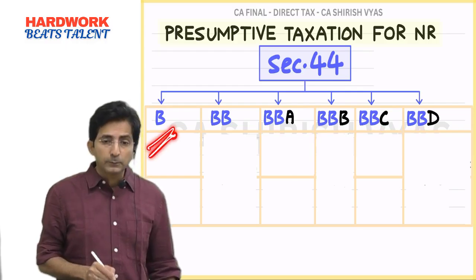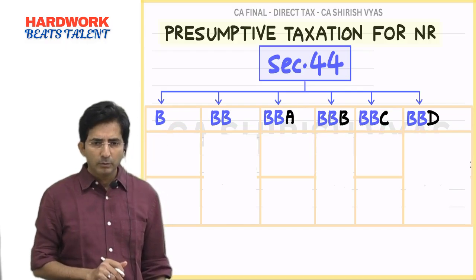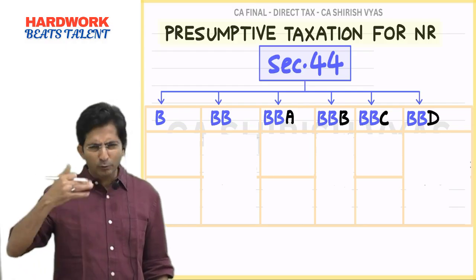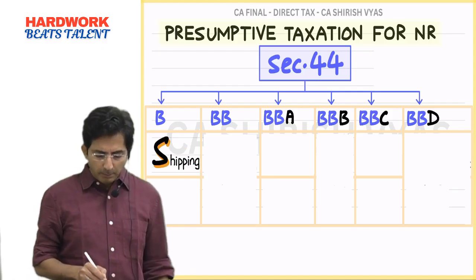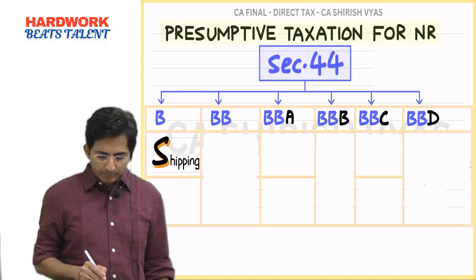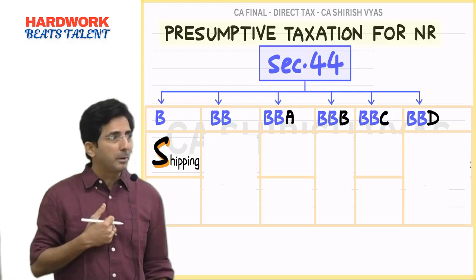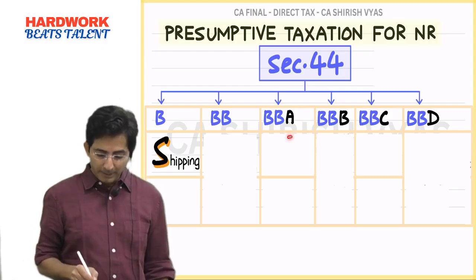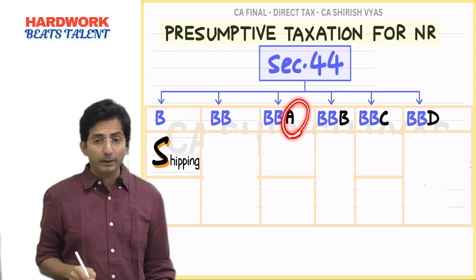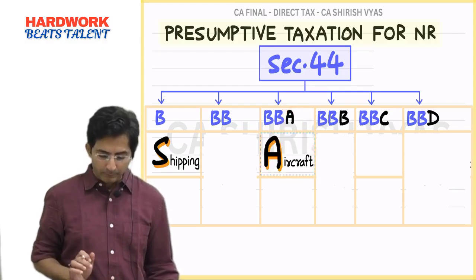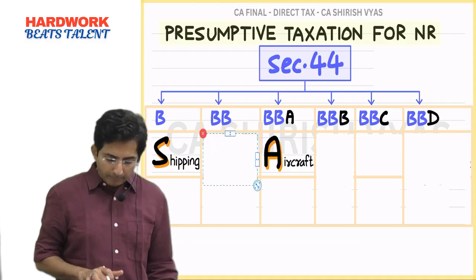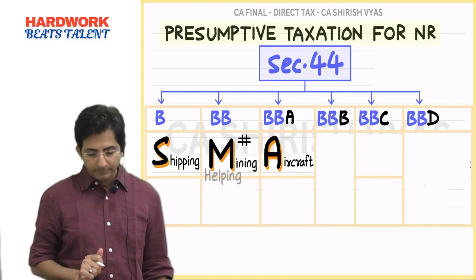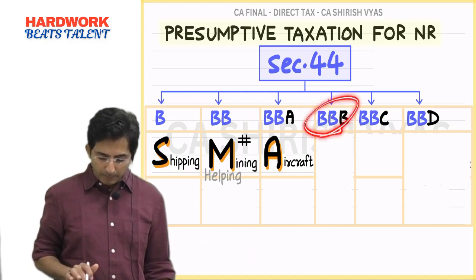Now, 44 single B is for what? Tell me. The understanding part is done. Now we have to remember. This is for shipping business. Double B. See, after ship, naturally you will remember aircraft, na? A for aircraft. So aircraft will come here. This was, you know what? Helping mining. And this was helping power.